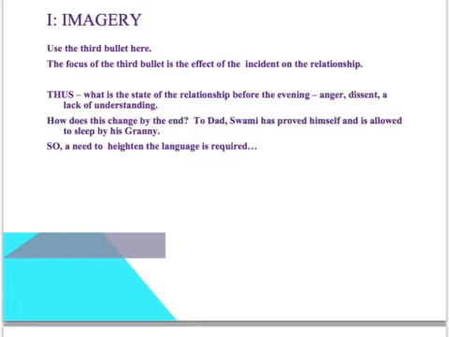In the imagery section, I want to move to the third bullet, the effect of the incident on the relationship. Now, what we have to remember is, if we're going to talk about the effect of something on the relationship, then we have to know what the state of the relationship before the events of the evening is. So we've got anger, dissent, and a total lack of understanding between the pair of them. We need to work out how that changes by the end. That's central to the question.